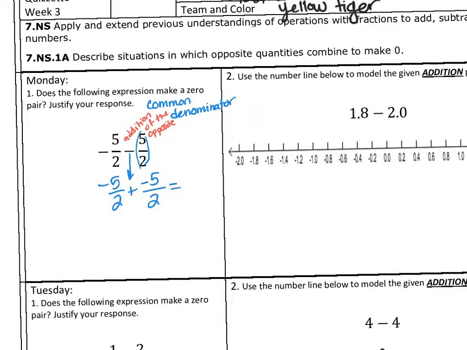Now, since they have the same common denominator, I can add or subtract straight across. The denominator remains the same. The top numbers, you can now add negative 5 plus negative 5. Remember, same sign, add and keep. They have the same sign, so you're going to add 5 plus 5, which is 10. Keep their sign. Next week, or maybe at the end of this week, I'm going to be teaching you how to add, subtract, multiply, and divide positive and negative numbers. Here, you have negative 10 over 2. That is equivalent to negative 5, because 2 goes into 10 5 times, but you have a negative, so it's negative 5.